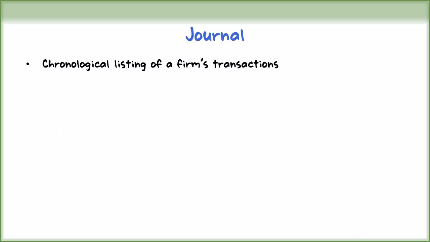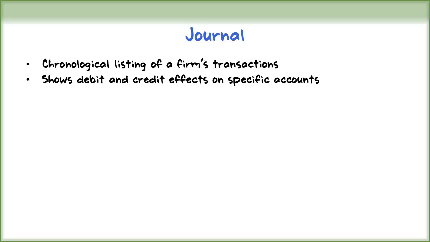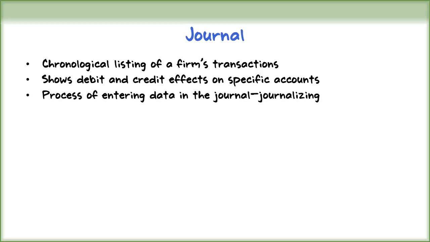In this video, we will see how to record business activities. After analyzing each transaction of the business, companies first record the transaction in a journal. A journal is a chronological listing of a firm's transactions, including the amounts, accounts affected, and the direction of the effect. It records the financial data pertaining to business transactions' debit and credit effects on specific accounts. The process of recording data in the journal is called journalizing.